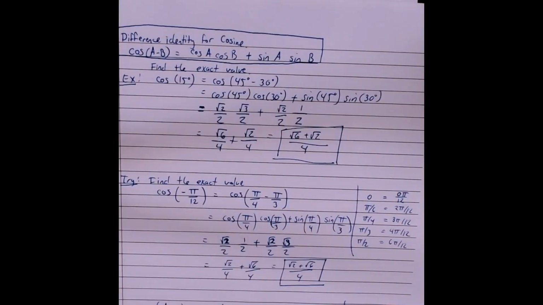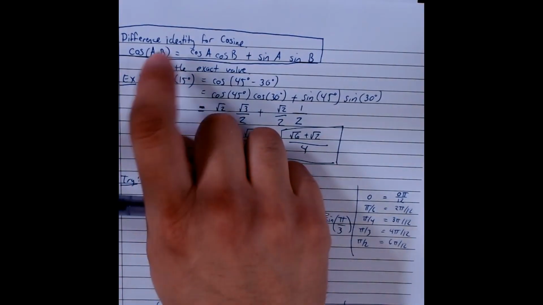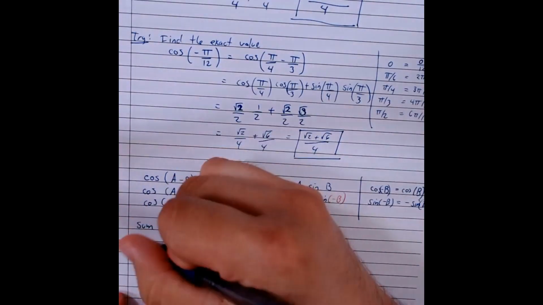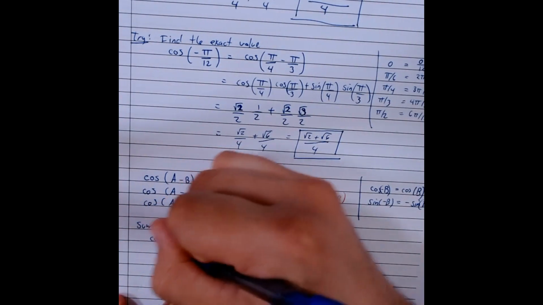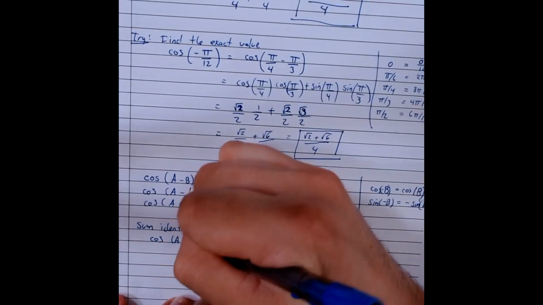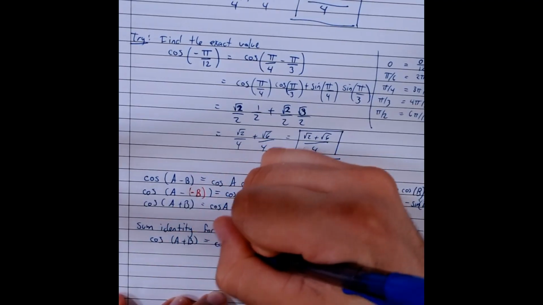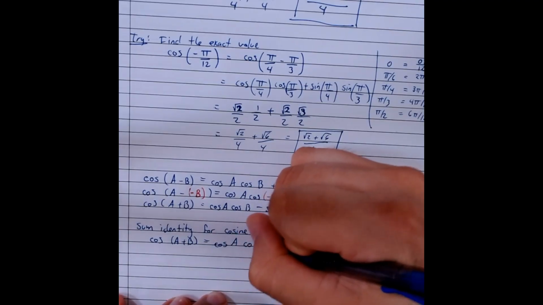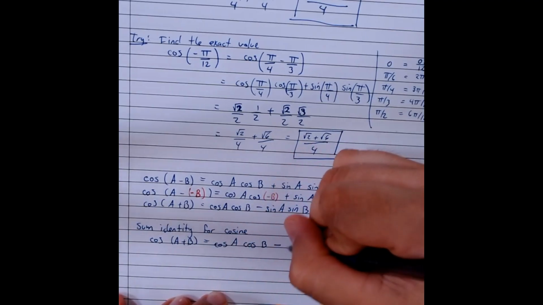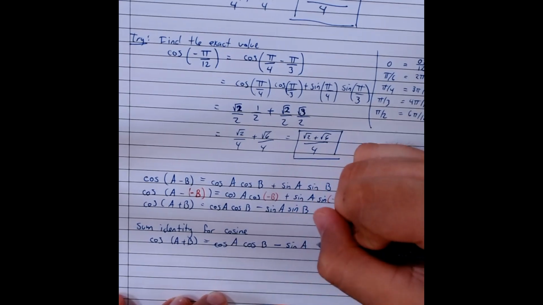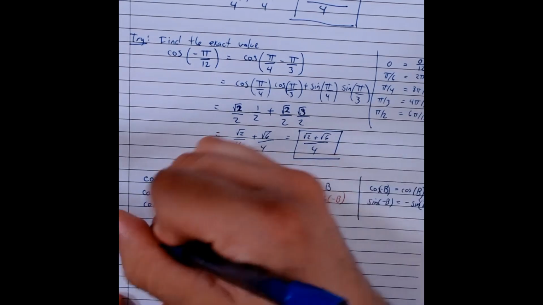The sum identity for cosine looks very much like the difference identity for cosine, except that minus is now a plus and that plus is now a minus. The cosine of a plus b is equal to the cosine of a times the cosine of b minus the sine of a times the sine of b.